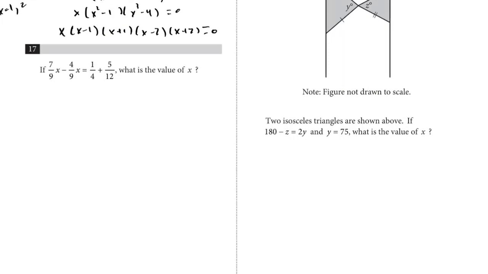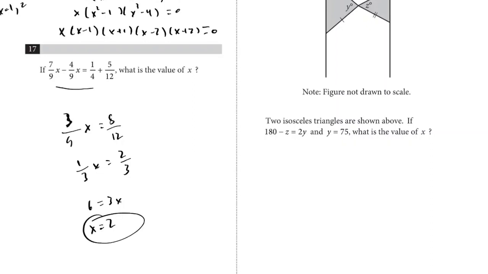Moving on to 17. If this equation is true, what is the value of x? So again, this is very easy. We just subtract these. So that's 3 over 9x equals, and we'll add these. So that's 8 over 12, right? And then simplifying that, that's 1 over 3x equals 2 over 3. Then you can cross multiply, so 6 equals 3x. That means x is equal to 2, and that is the answer.